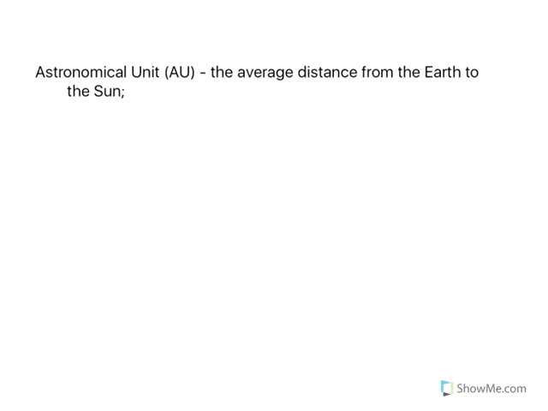In this segment, we're going to talk about the distance scales we use in astronomy. The first distance scale we'll go over is the astronomical unit, or AU for short. An astronomical unit is the average distance from the Earth to the Sun.